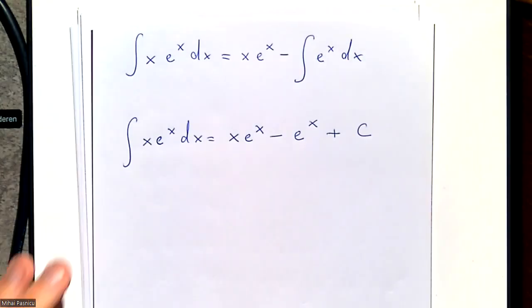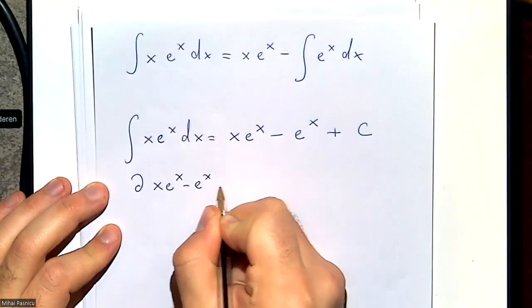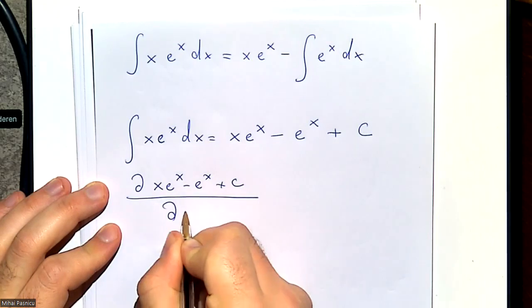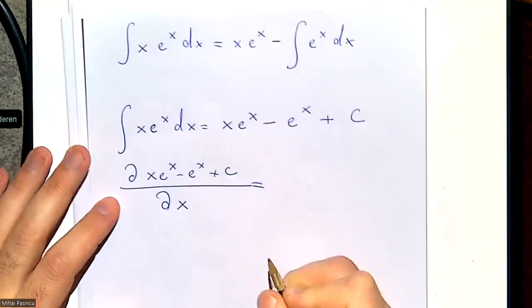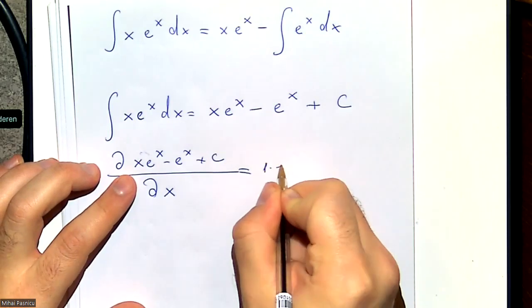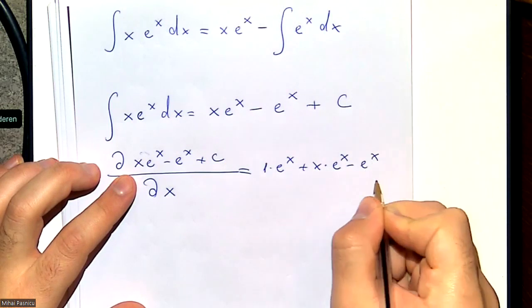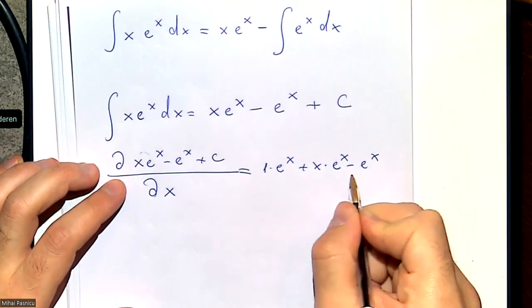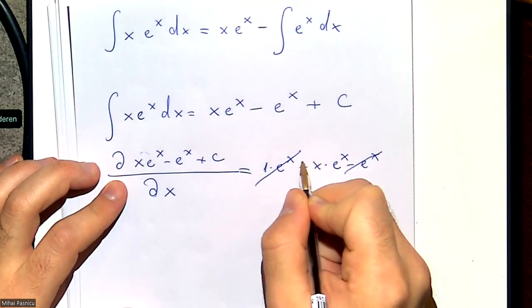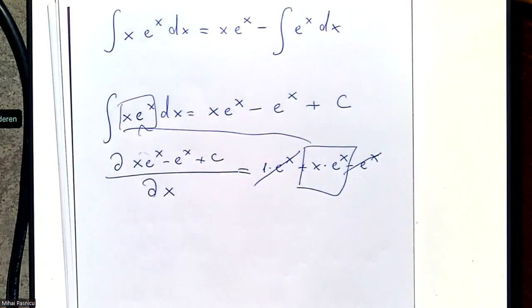Okay, if you guys want to check, if you don't believe me, take the derivative of x e to the x minus e to the x plus a constant. The derivative of x times e to the x, I have to apply the product rule here, so it gets 1 times e to the x plus x times e to the x, minus e to the x. That's all. This goes away, this goes away, and I got the result here. So it means everything is fine. Okay? Everyone follow kind of what I did?